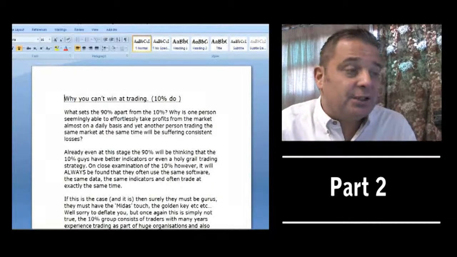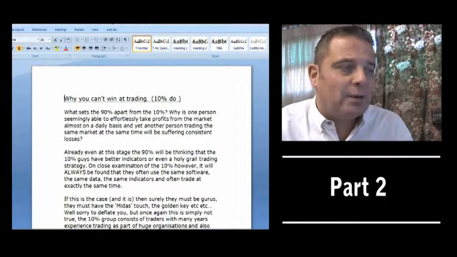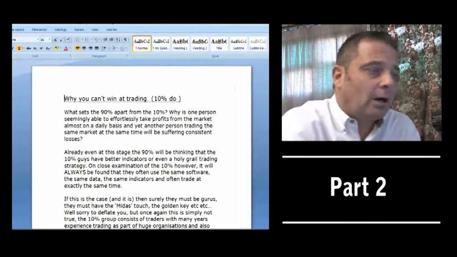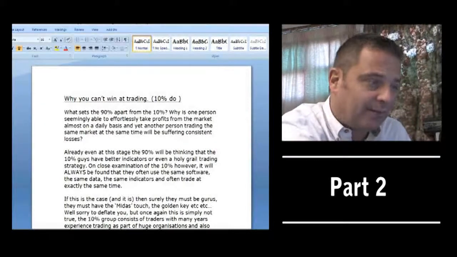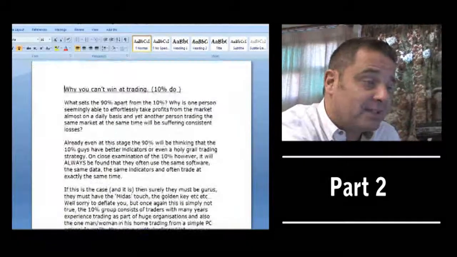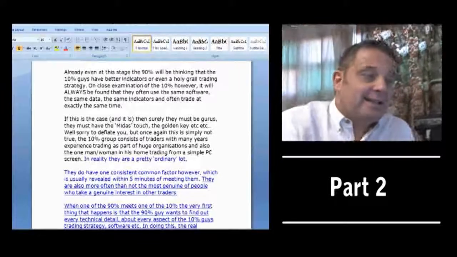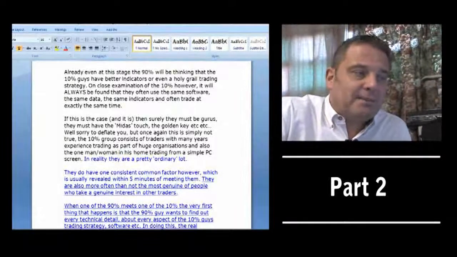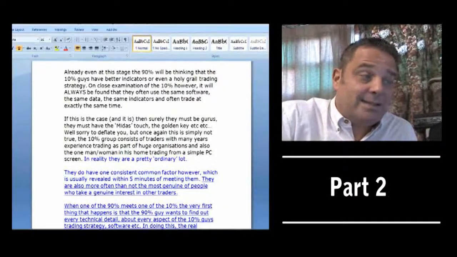Already, even at this stage, the 90% will be thinking that the 10% guys have better indicators or even a holy grail trading strategy. On close examination of the 10%, however, it will always be found that they often use the same software, the same data, the same indicators, and often trade at exactly the same time. If this is the case, and it is, then surely they must be gurus. They must have the Midas touch, the golden key. Well, sorry to deflate you, but once again, this is simply not true.